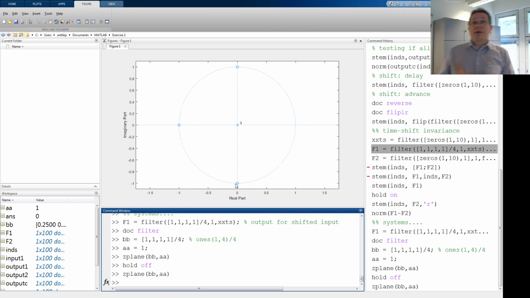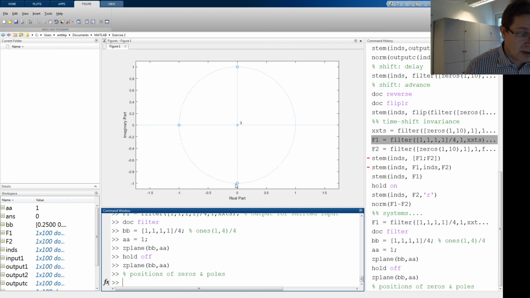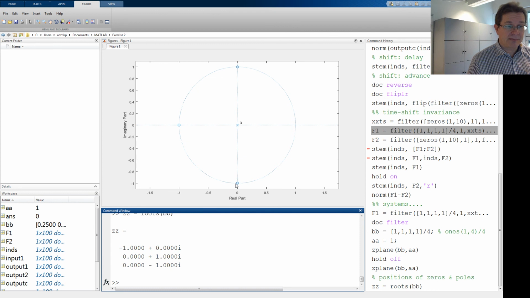If you want to know the exact locations as a vector, so positions of zeros and poles, ZZ equals roots of BB. Okay, those are the points. 1 plus 0i, 0 plus 1i, 0 plus minus 1i.